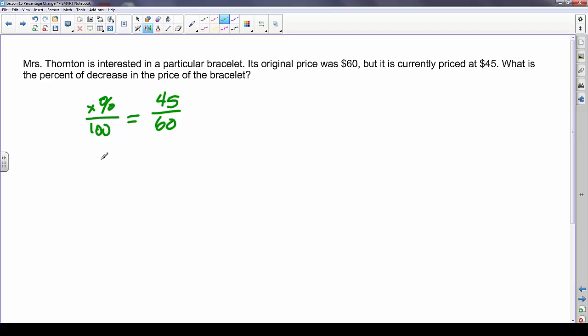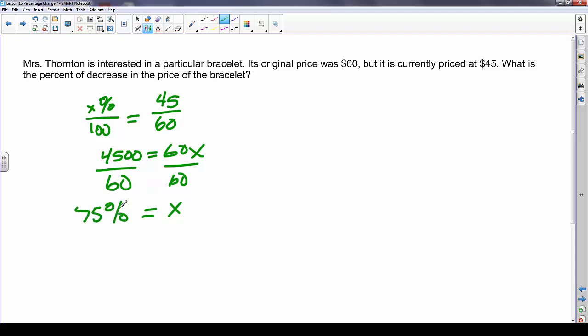And what we'll notice is we have 4,500 is equal to 60x. We're going to take 4,500 and divide it by 60. That gets us an x value of 75%. Does that mean it was 75% off? Let's look at it. We started at 60. 75% is more than half off. If we're buying it for $45, certainly that's not the case.